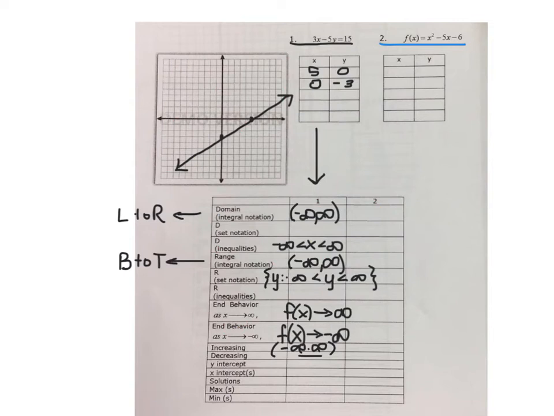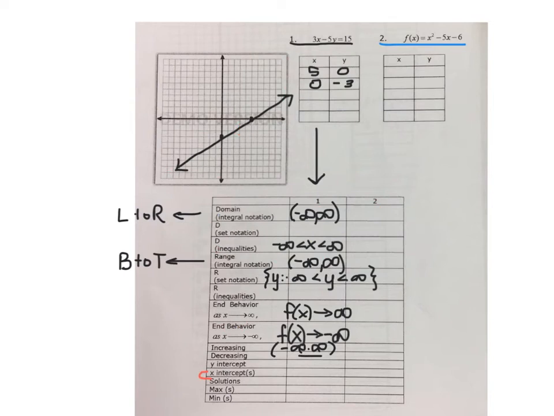I want to make sure that you understand that our x-intercept is also referred to a lot of times as the solution. These two things, the x-intercept and solution, are the same things. So this guy has a solution at (5, 0).